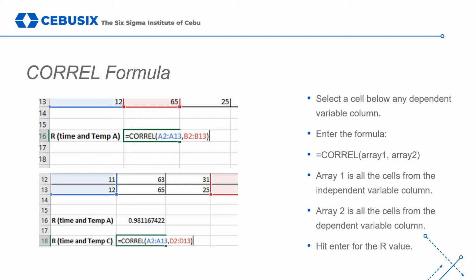In this case, it is 0.98. Remember, the closer to 1 or -1, the stronger the correlation is. Select another cell and use the CORREL function, this time comparing time against temperature C. Once you hit Enter, you will see an R value of 0.107, which is close to 0, which means that the correlation is actually pretty weak. We only consider correlation to exist if the R value is greater than 0.4 or less than -0.4.